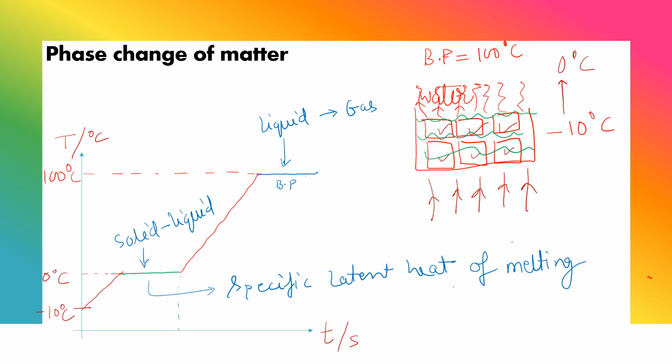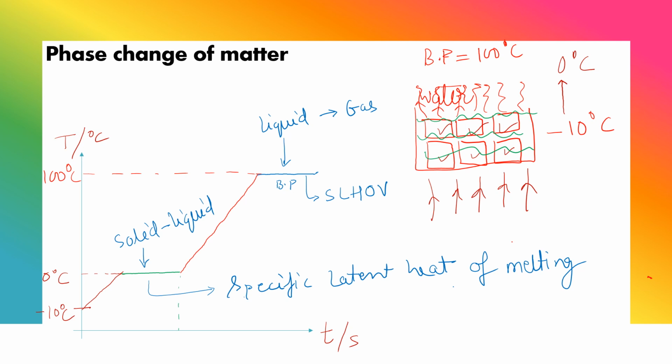And similarly, the energy supplied per unit mass of substance to vaporize, we will add here specific latent heat of vaporization. So I have written in short S for specific, L for latent, H for heat, O for of, V for vaporization, which I will explain to you in detail in the next slide.